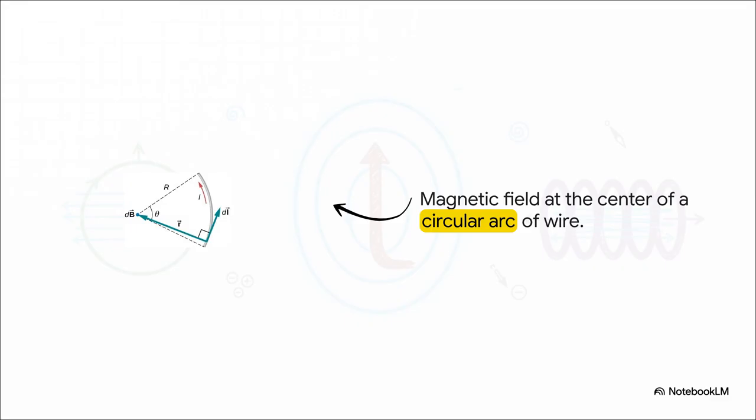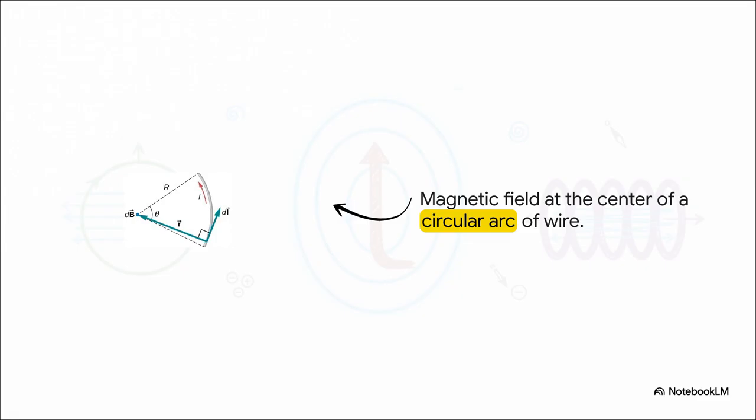Next, consider a circular arc of wire, and let's say we want to find the magnetic field at the exact center point P. Well, get ready for some major mathematical relief. Because it's a circle, the radial direction and the path along the wire are always perfectly perpendicular. The angle is exactly 90 degrees, and you know what that means?